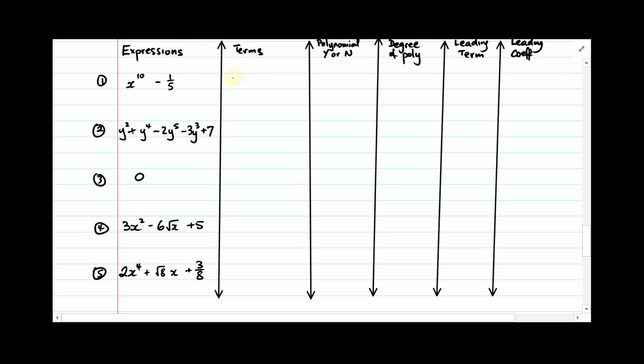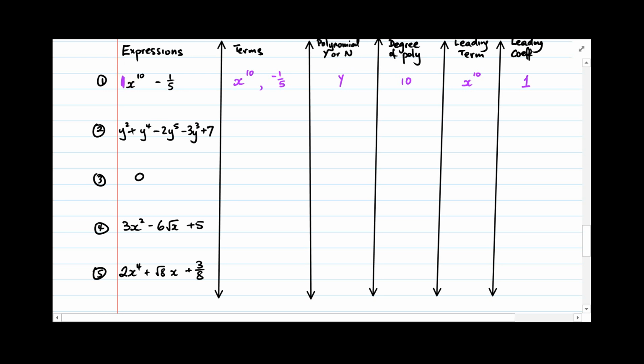As we go through, there are only 2 terms in the first, so it makes it a binomial. Yes, they're of the correct form. The first term is x to the 10th and -1/5. Is it a polynomial? Yes, it follows the right form. The degree of this polynomial is 10. The leading term is just x to the 10th. The leading coefficient is +1. It's not shown here, but understood that this is a 1.